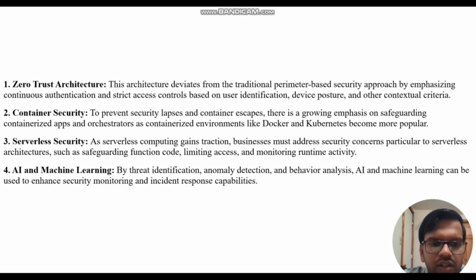The second one is container security. To prevent security lapses and container escape, there is a growing emphasis on safeguarding containerized apps and orchestrators, as containerized environments like Docker and Kubernetes are becoming more popular. And the third is serverless security. As serverless computing gains traction, businesses must address the security concerns particular to serverless architectures, such as safeguarding function code, limiting access, and monitoring runtime activity. And the fourth one is AI and machine learning. Through threat identification, anomaly detection, and behavior analysis, AI and machine learning can be used to enhance security monitoring and incident response capabilities.